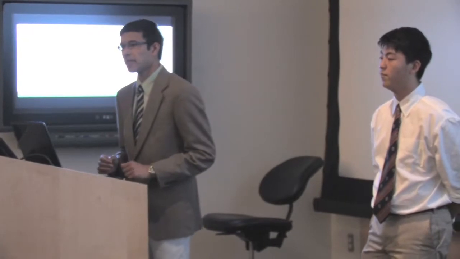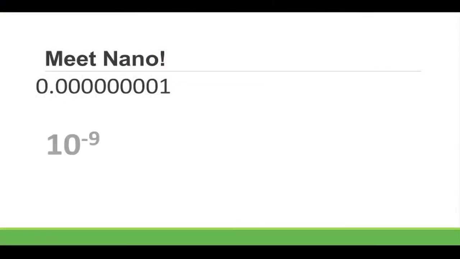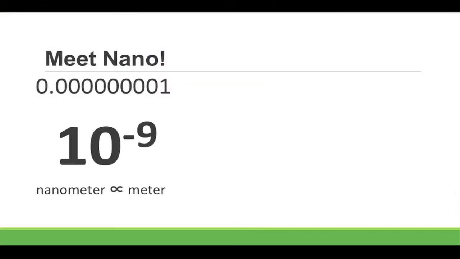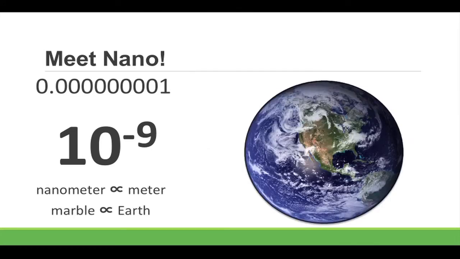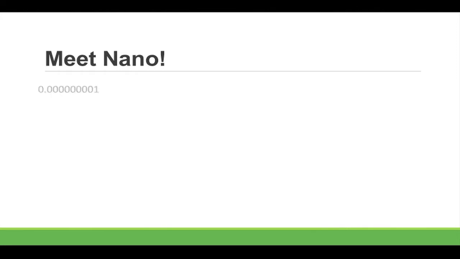So we're going to be talking a lot today about nanotechnology and nanomaterials. But before we do that, it's important to get an idea of what exactly the word nano means. So meet nano, a 1 preceded by 8 zeros, 10 to the negative 9th power. And that's a really small number, so let me put it into perspective for you. A nanometer is to a meter as a marble is to the diameter of the entire Earth. How's that for scale?